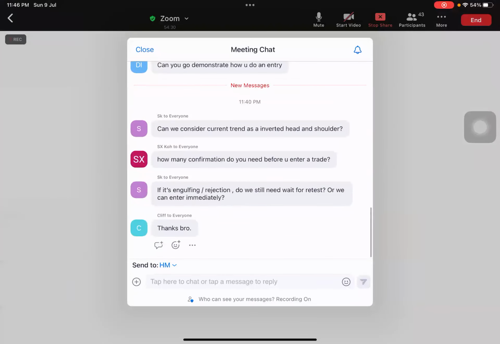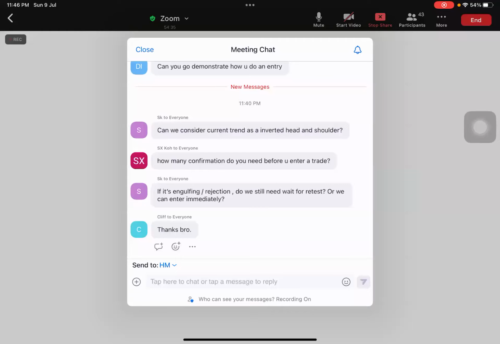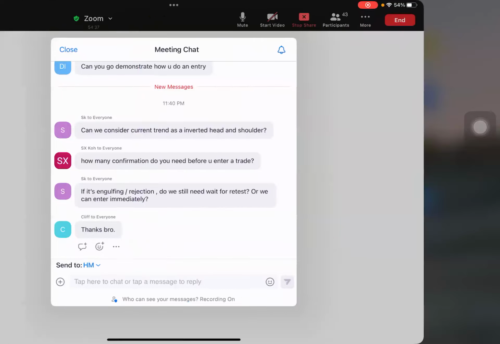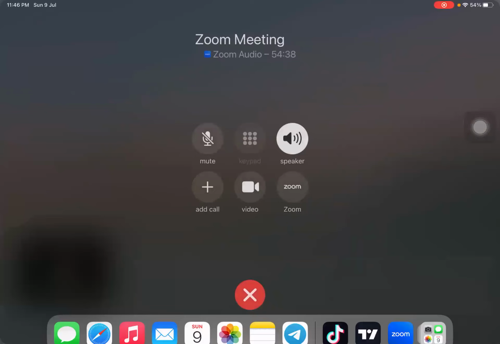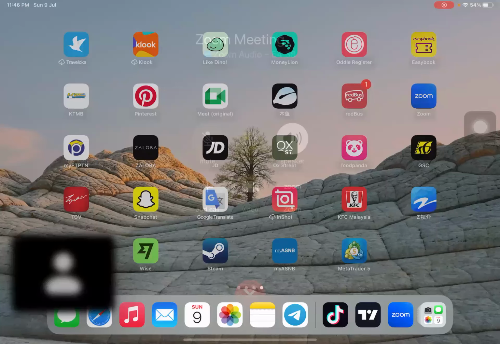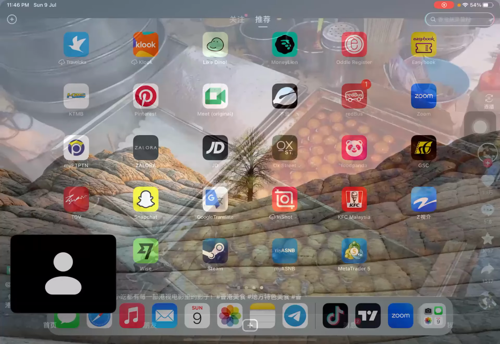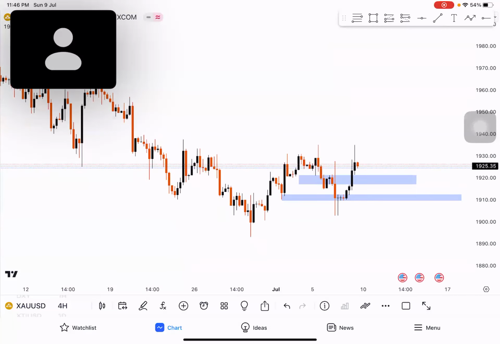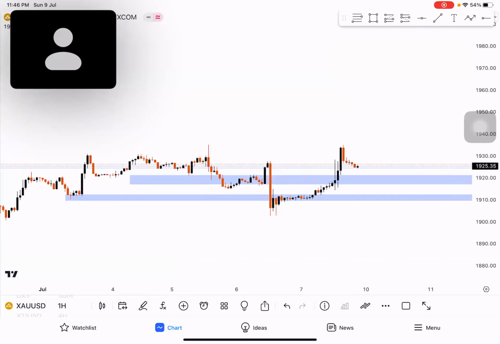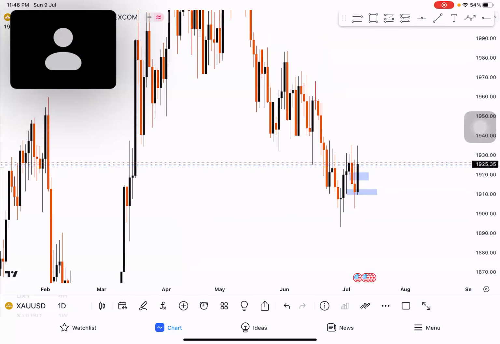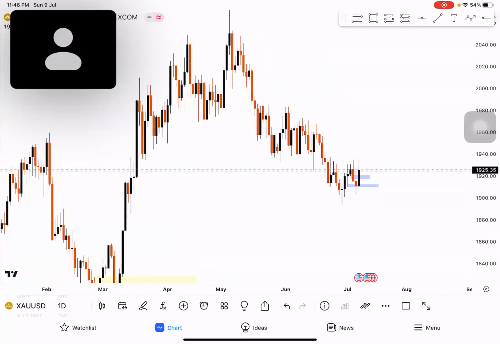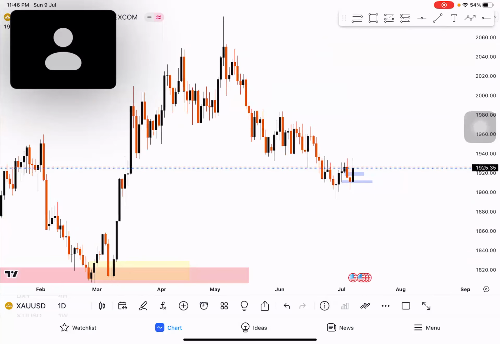Any more questions? Current trend is inverted head and shoulders. Which time frame do you mean? H4, no. H1, also no. Which part did you see inverted head and shoulders? Or daily, is it? Daily not yet.